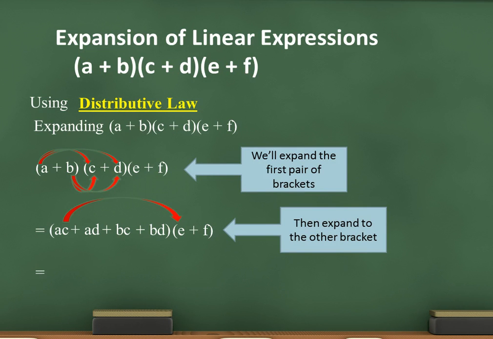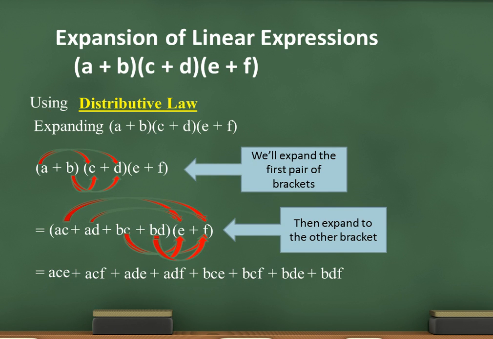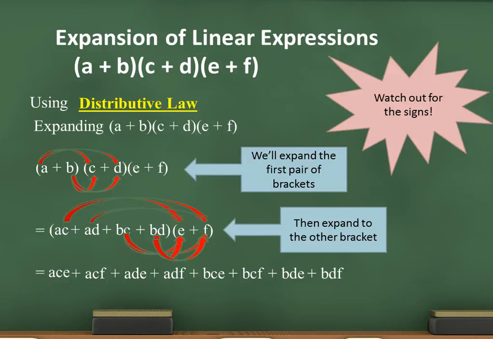So I'm going to get ACE, ACF, ADE, ADF, BCE, BCF, BDE, and finally BDF. When there are no more terms left to distribute, then we have completed the solution. One more reminder: watch out for the signs.